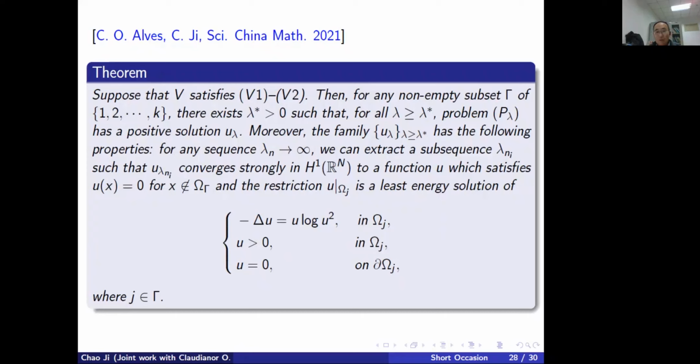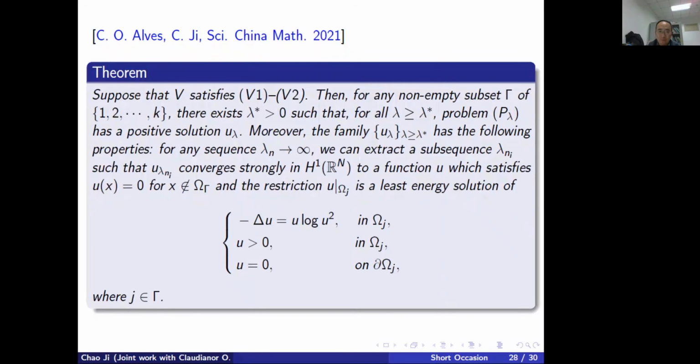Okay, I don't know if you understand. For example, here is omega 1, omega 2. If lambda is big enough, u lambda has a value on omega 1 and omega 2 and almost equals 0 outside omega gamma. So we call it a multiple bump solution.